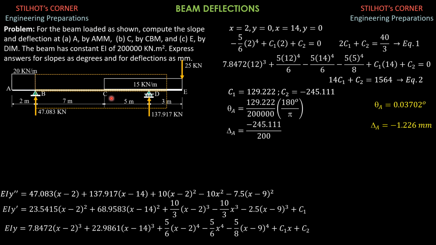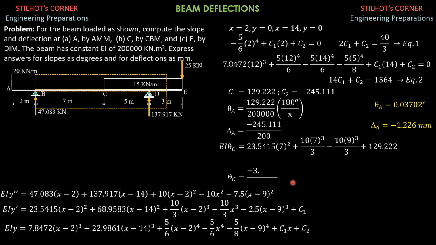So when x is 9, let's solve for the slope and deflection at C. So EI theta C equals 23.5415 times 7 squared plus 10 thirds times 7 cubed minus 10 thirds times 9 cubed plus c sub 1, 129.222. So theta C is equal to negative 3.9112 over 200,000 radians times 180 over pi. So theta C is equal to negative 0.00112 degrees.